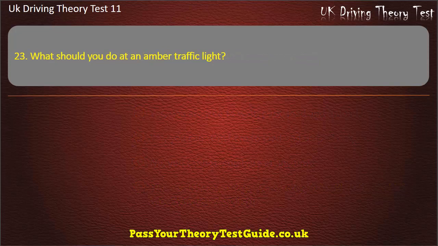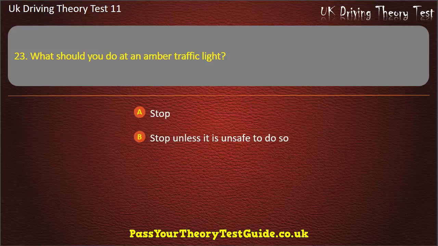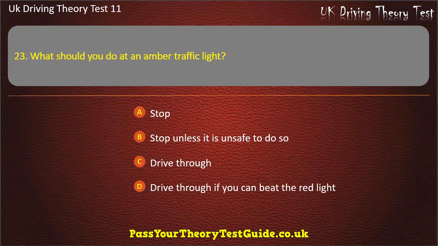Question 23. What should you do at an amber traffic light? Stop. Stop unless it is unsafe to do so. Drive through. Drive through if you can beat the red light. Answer. Stop unless it is unsafe to do so.